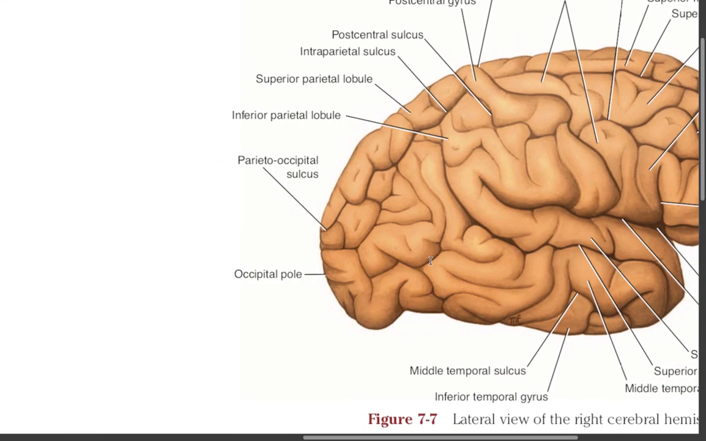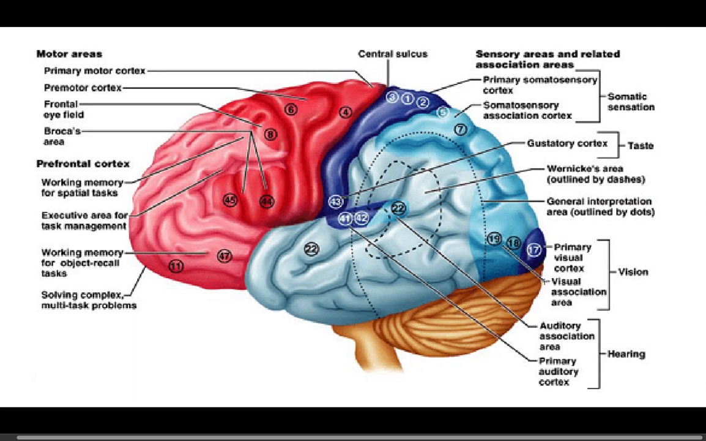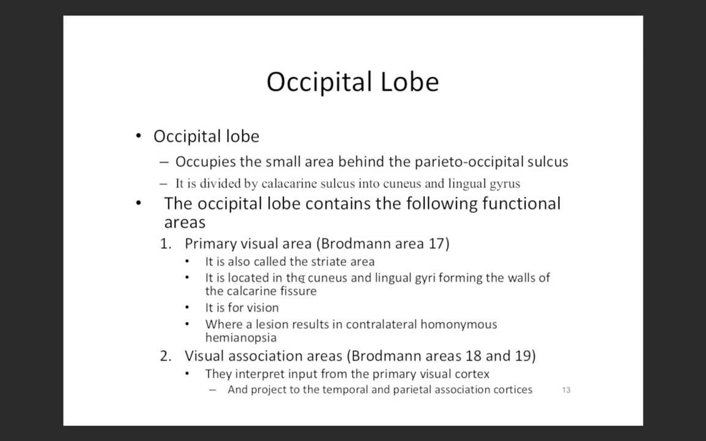So if we observe in here, and if we observe in here, we'll be able to see this is the primary visual area. And remember, this is the calcarine. We have above it the cuneus and the lingual below it. So these areas, the primary visual area, it is located in the cuneus and the lingual gyri that we know them, forming the walls of the calcarine fissure. It is for vision. From its name, we can indicate that it is for vision. Where a lesion, any injury in this area, results in the contralateral homonymous hemianopsia.